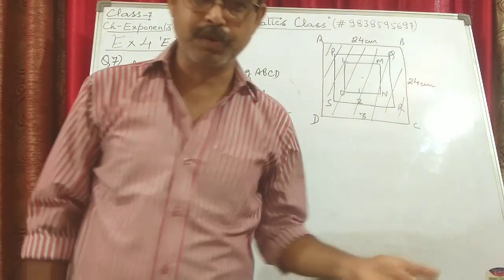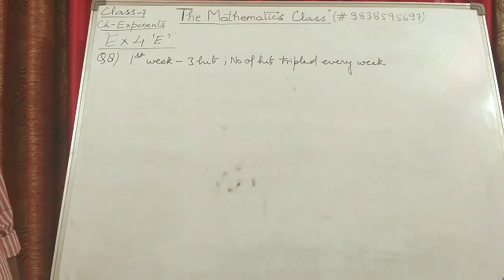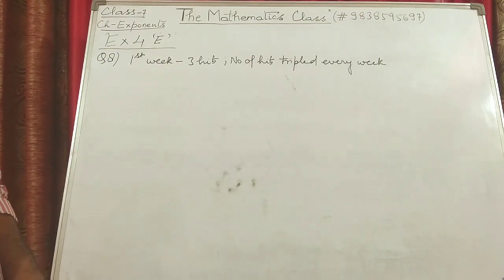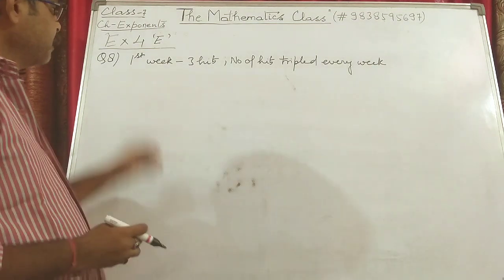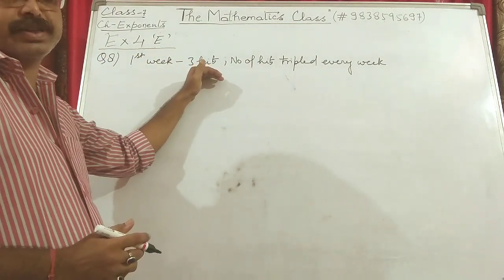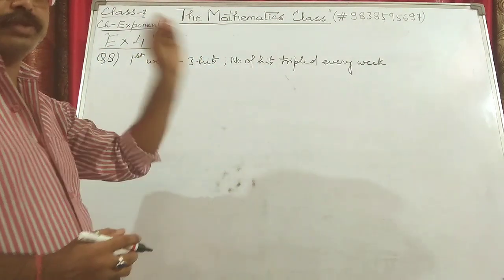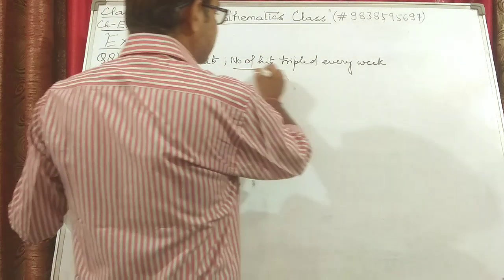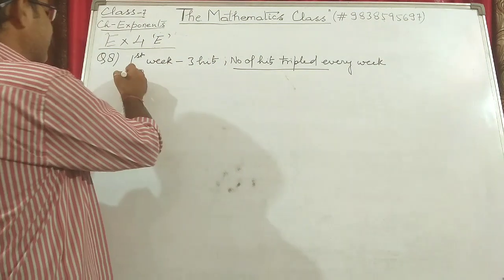Now we move on to the next question. Neha wants to predict the number of hits she will get on her web page. Her web page received 3 hits during the first week it was posted. If the number of hits tripled every week, how many hits will the web page receive during the 8th week? Means in the first week she is getting 3 hits or 3 subscribers or 3 likes. And every week the number of hits is getting triple of itself.